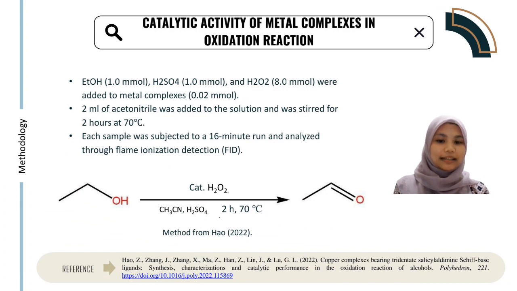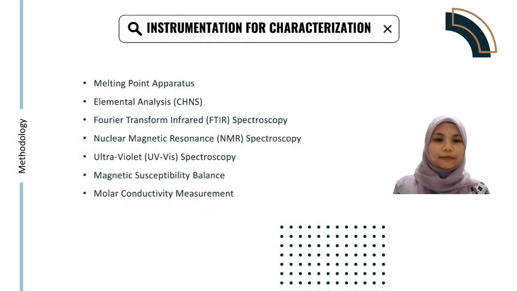So this is the method for catalytic activity, which I use flame ionization detection to analyze each sample. And this would be the last slide for methodology, which is the list of instrumentation that I use to characterize ligand and also their metal complexes.